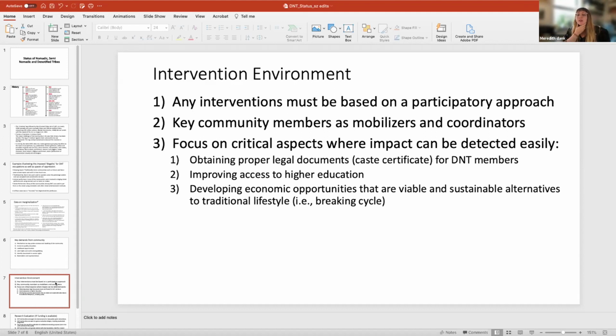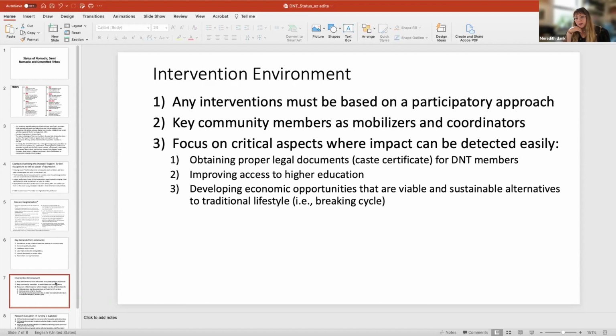So if the idea is to reduce trafficking, again, whether it be labor and or sex or the vulnerability to trafficking, we, along with the community members that we met with, identified some key areas and programmatic interventions that would be incredibly impactful in reducing that vulnerability. And that's obtaining proper legal documents, or the caste certificate, as Dheeraj had pointed out, for these members so that they could then apply for government schemes, they could apply for other types of legal jobs and so forth.